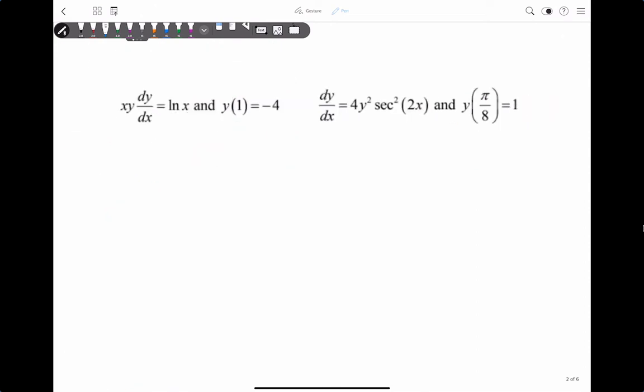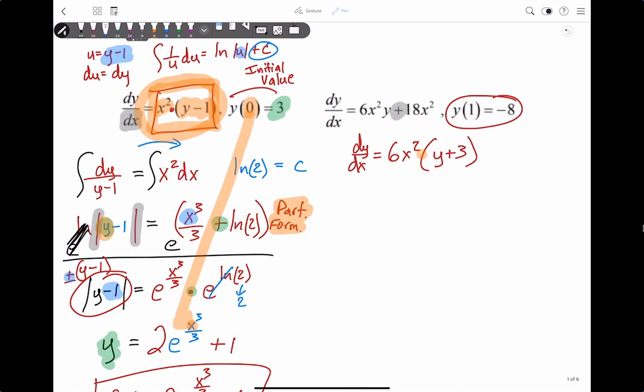But now we know we want to move the x's over to the right. So we have 6x squared off to the right, dx. We want to move the y values to the left, so we'll have y plus 3. And we just separated our variables, and now we're going to integrate both sides.